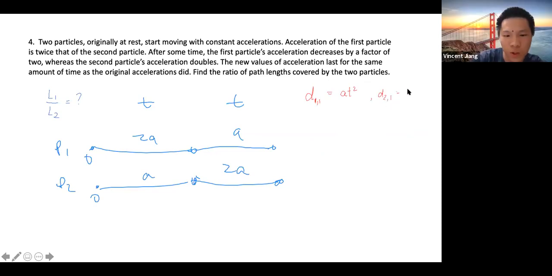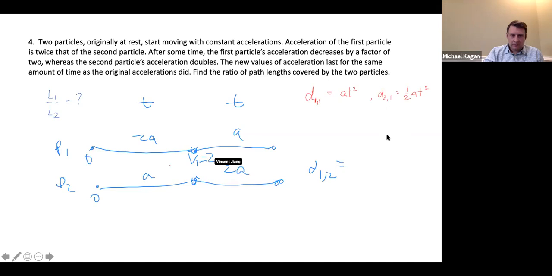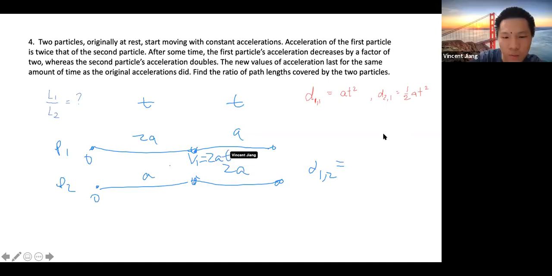And then you switch, we could do d1,2. And right now you have to calculate the velocity at this point. The velocity at that point would just be 2at, sorry. It will be 2at. And the velocity here would be equal to just at. Okay, and at this point, you just plug back into the equation again.